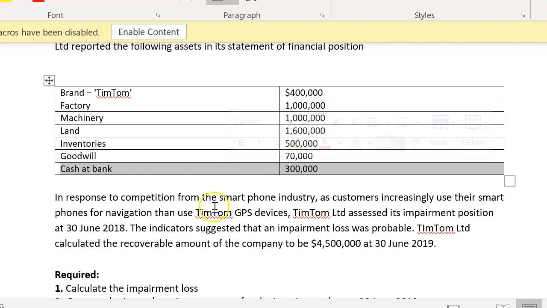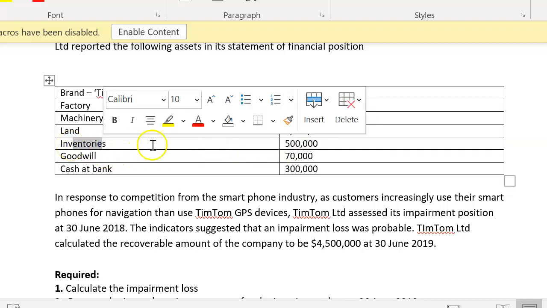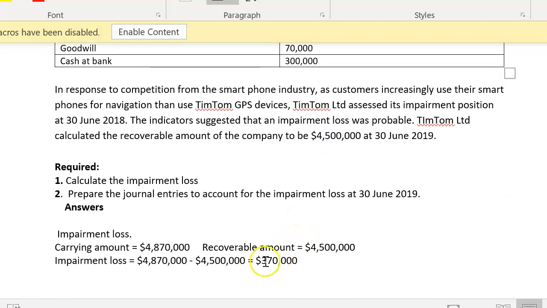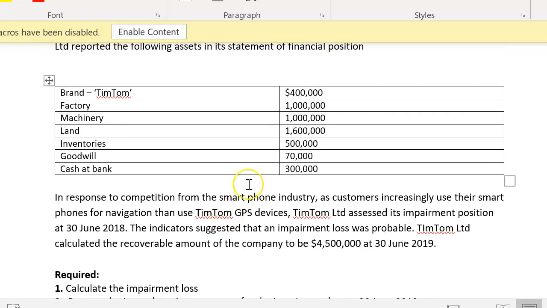That's step number 1. Step number 2, we assume that inventories are carried at the lower of cost or net realizable value. So inventories are not impaired either. They're not subject to impairment for this question. We do not impair because we always assume that inventories are carried at lower of cost or net realizable value, which means $370,000 of impairment loss is assigned on brand, factory, machinery, land, and goodwill.